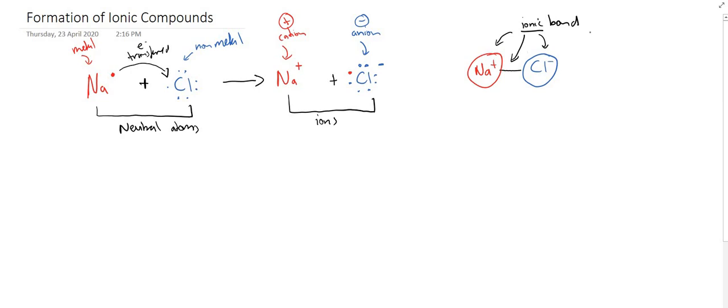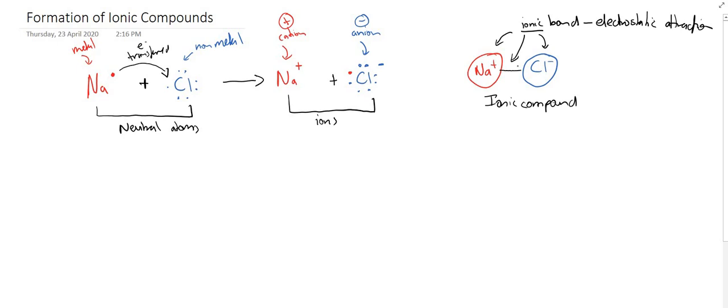So that's an ionic bond, and that bond is held together because of the positive charge and the negative charge of these ions attracting each other, and we call that electrostatic attraction. Electro, a difference in electrical charges, static, standing still. So electrical or electrostatic attraction, and that forms an ionic compound.